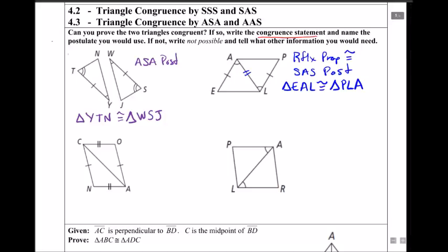All right, let's look at the next one. I have 2 congruent sides on each, and our good friend, the reflexive property of congruence, lets us get that third side, which means we can use the side, side, side postulate. And now we need a congruence statement. So how am I going to do my first side? I think I'm going to go across side 1 and then across side 2.